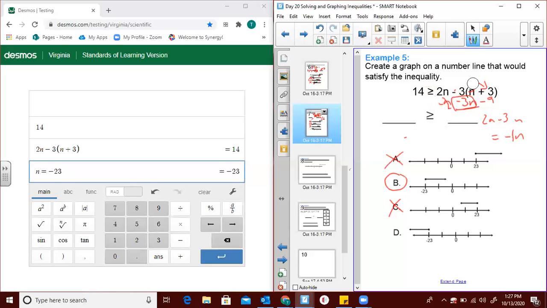And if for some reason you didn't believe me, so if I were to redo all this again, let's see, I believe I had 2n minus 3n minus 9. 14 is greater than or equal to. When I combine my n's, I will get negative 1n minus 9. And then I'm going to add 9 to both sides.